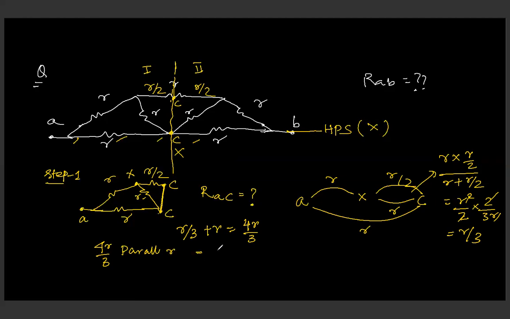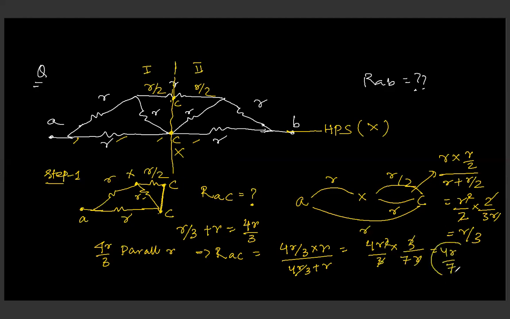So we find the equivalent resistance between A and C is 4R by 3 into R divided by 4R by 3 plus R. So how much is it coming? It is coming as 4R square by 3 into 3 divided by 7R. So this one is 4R by 7. I'm putting it in a circle. But we want to find between A and B.